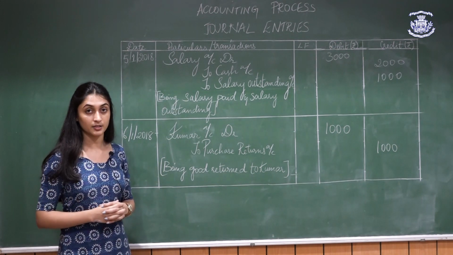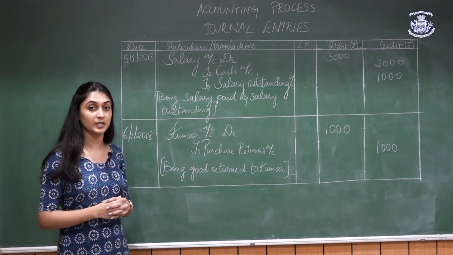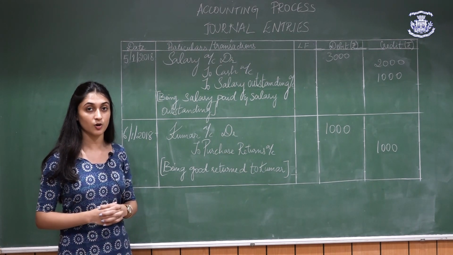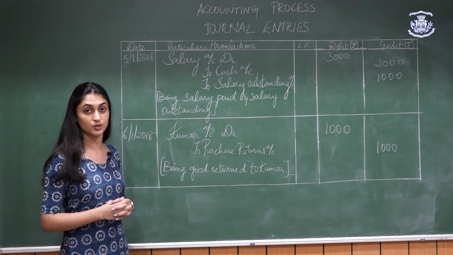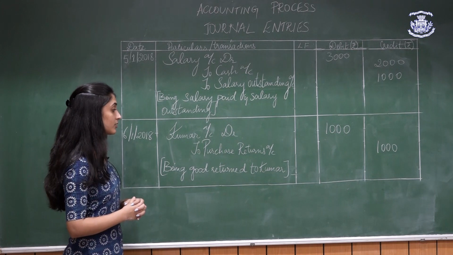Kumar is a creditor. While the liability decreases, we debit the liability account, and here we debit the creditor's account, or Kumar's account, by 1,000 rupees. We have the narration being goods returned to Kumar.